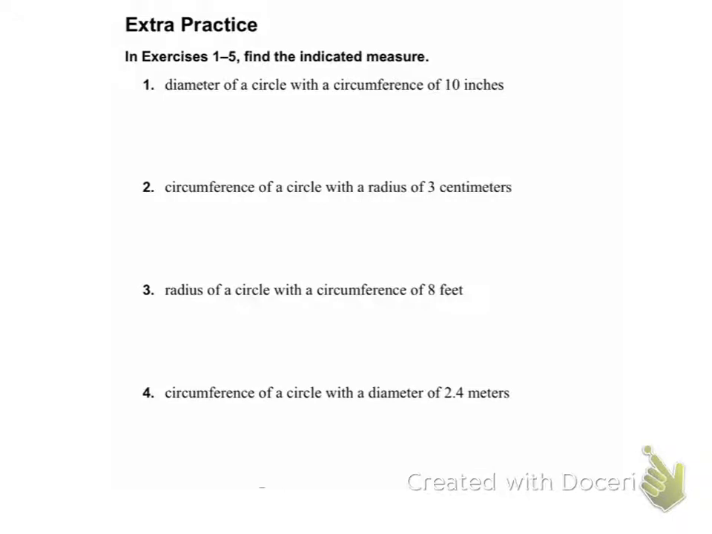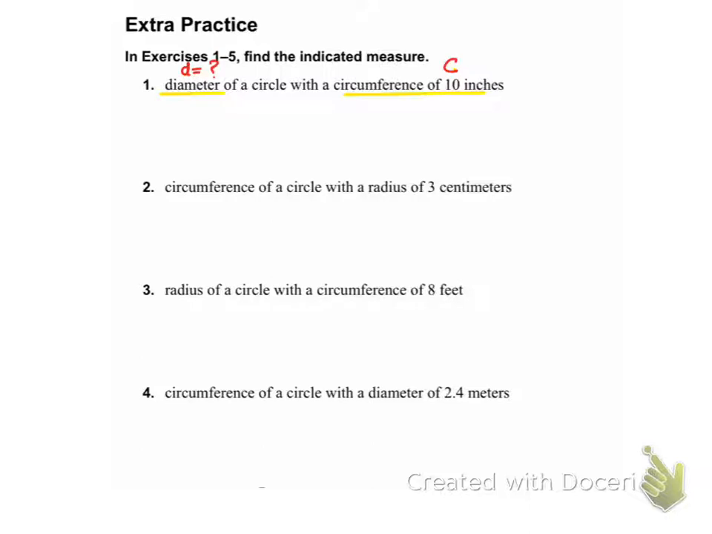We have questions 1 through 4 here, and we have to find the indicated measure. The very first thing we are supposed to find is the diameter of a circle with a circumference of 10 inches. So what we have been given is C, the circumference, and we have to find the diameter D.